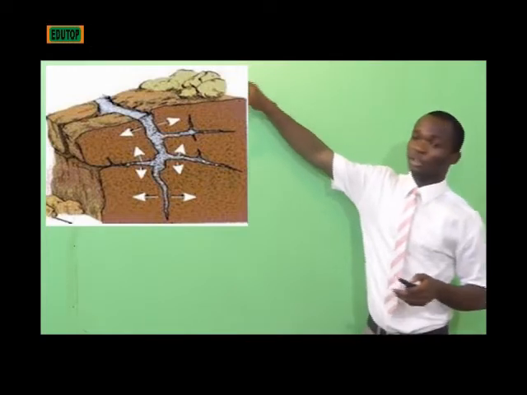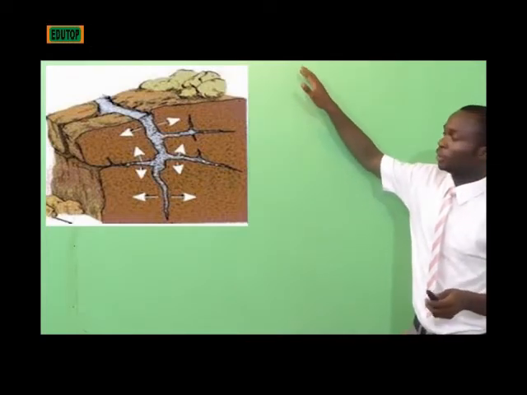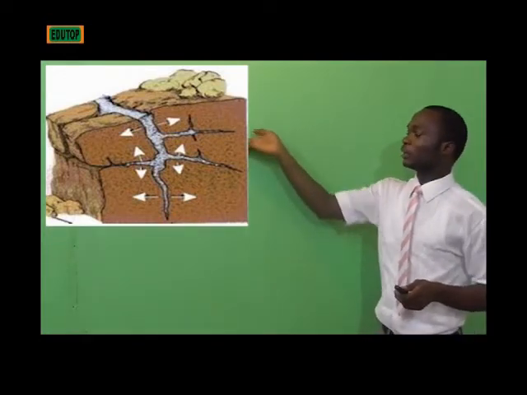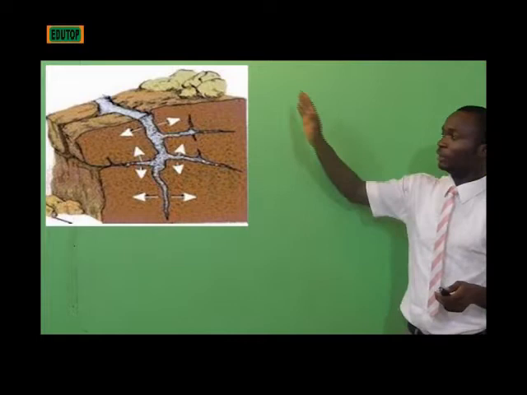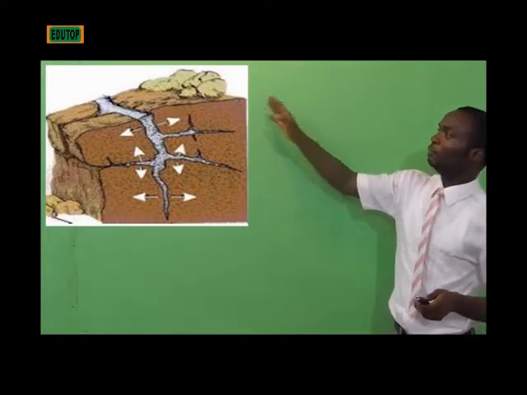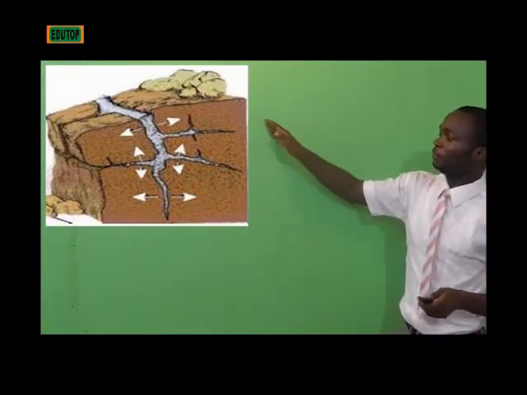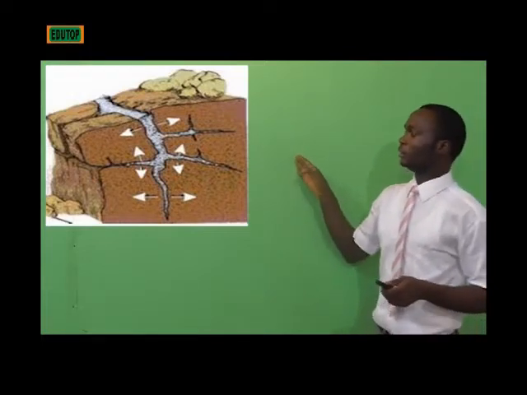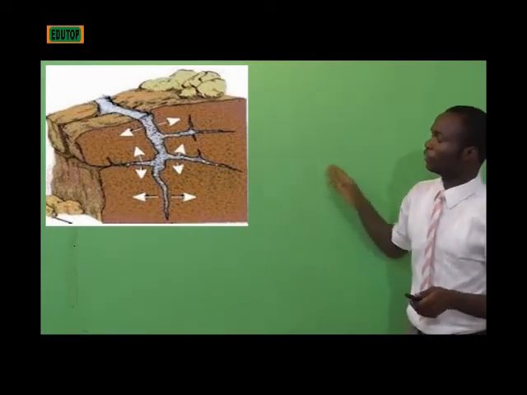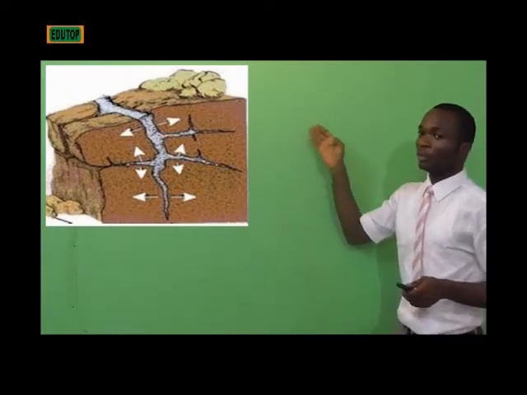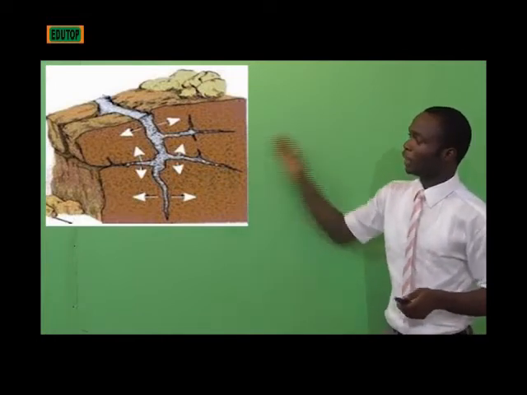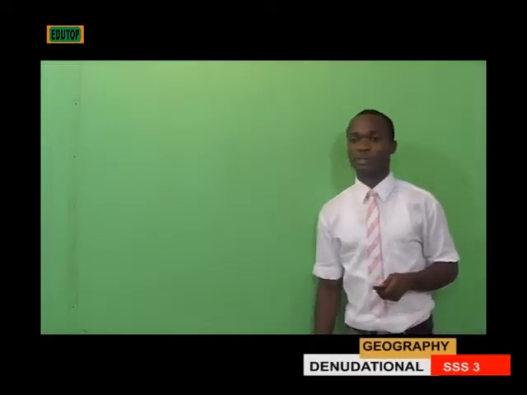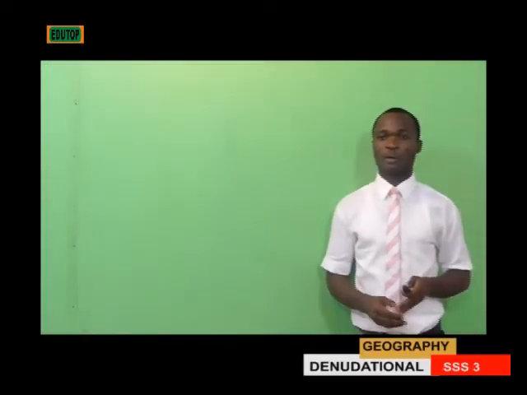This, however, usually takes place in polar and temperate regions. You can see the diagram here showing frost action. See the water being collected within the cracks in the rocks, and as it freezes and melts continuously over time, it tends to widen the cracks, which eventually leads to the breaking down of the rocks. You can see the arrows moving in opposite directions, gradually widening the cracks, which will at the end of the day lead to the breaking down of the rocks.